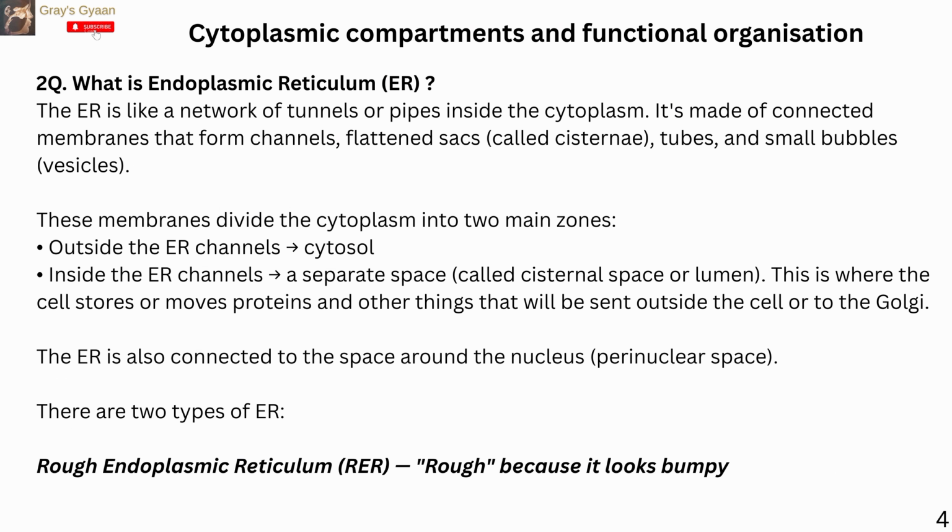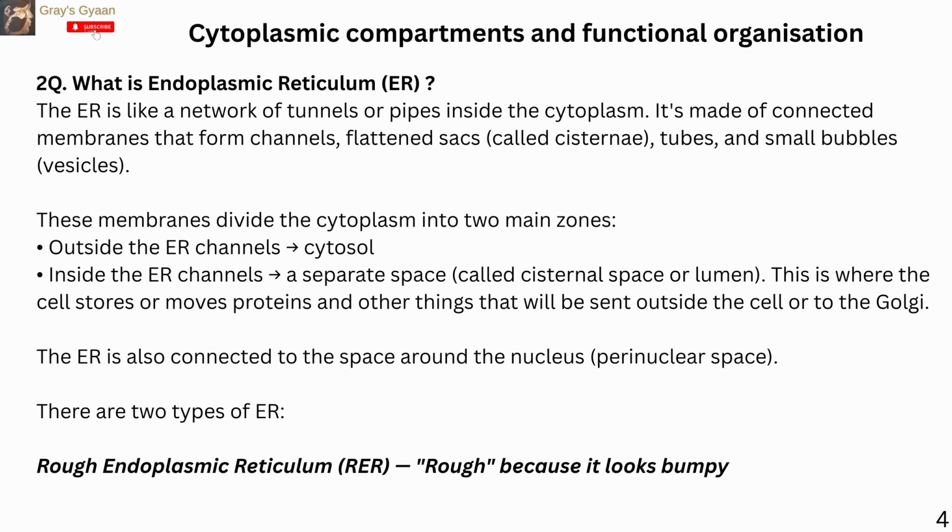Second question, what is endoplasmic reticulum? The endoplasmic reticulum is like a network of tunnels or pipes inside the cytoplasm. It's made of connected membranes that form channels, flattened sacs called cisternae, tubes, and small bubbles, vesicles.